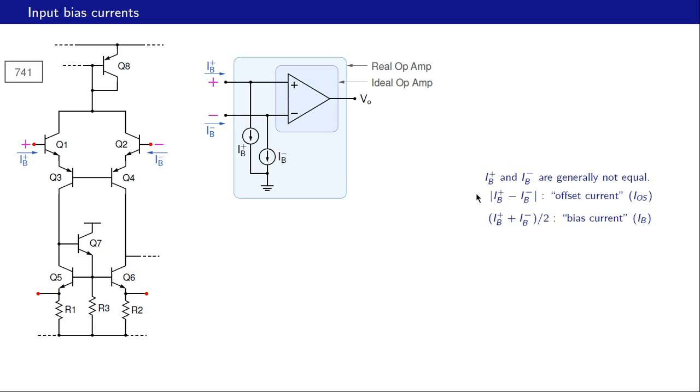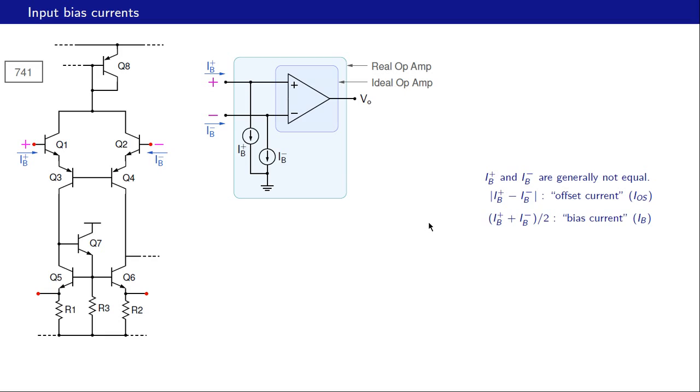It turns out that IB plus and IB minus are generally not equal, and we therefore define two additional quantities: bias current, denoted by IB as the average of IB plus and IB minus, and offset current, denoted by I sub OS as the difference between IB plus and IB minus.